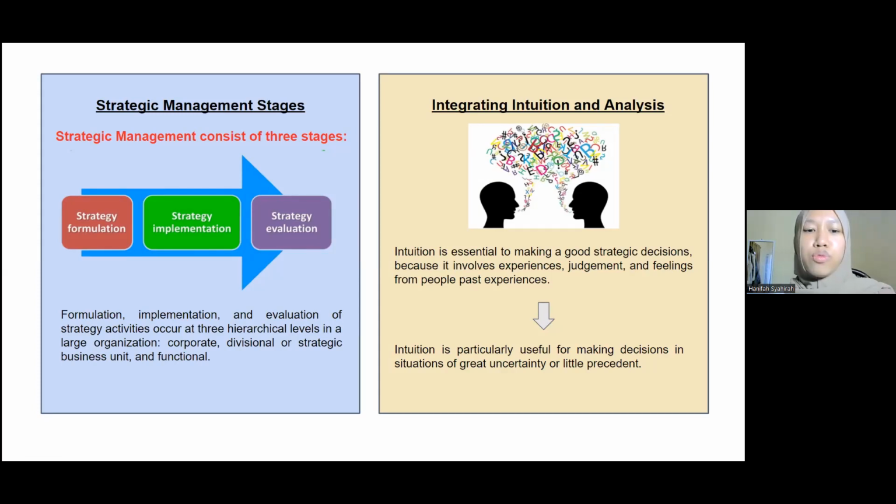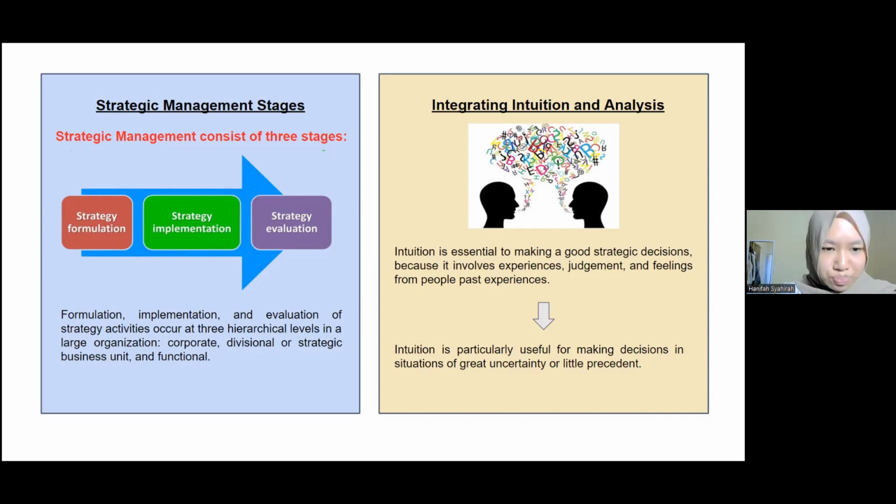The second is strategy implementation. It means that based on the planning you have considered, about what is the best thing you can do in your company, you need to implement it. The third is strategy evaluation. By evaluating, you can analyze whether your strategy implementation has been done correctly or wrongly, and whether it is getting a good or bad outcome for the company itself.